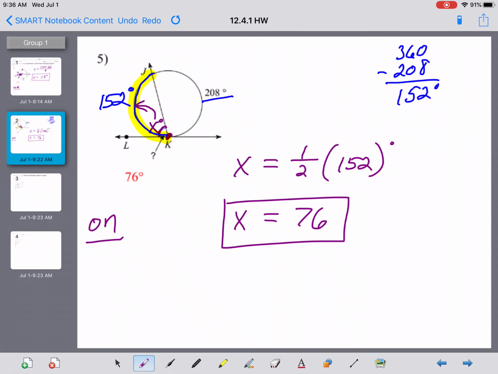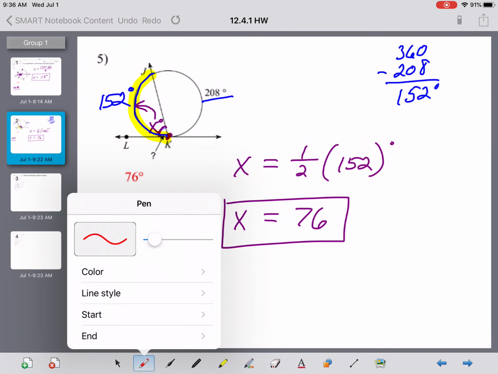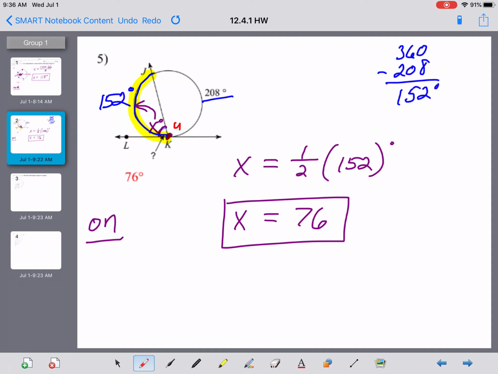A real quick way to verify this, everybody, would be the following. Let's take a look. Let me call this angle over here y. Well, using the same rationale that we just used, y would equal 1/2 of the arc that it intercepts, which is this 208 degree arc right over here. Half of 208 is 104 degrees.